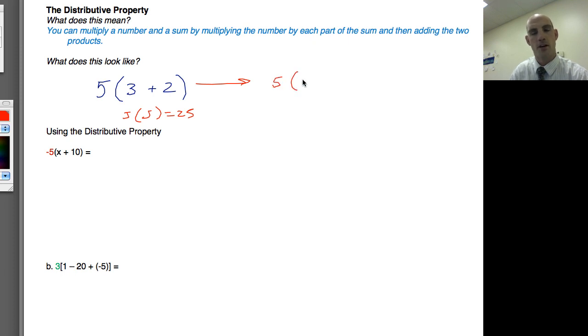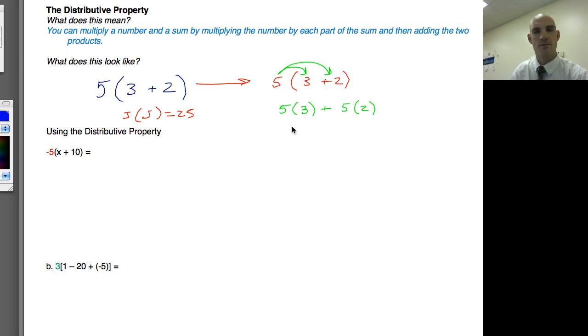If I take apart this sum, it's going to be denoted by an arrow this way. I'm going to put an arrow to each part of the sum. That's a key component. And then I'm going to write out what each product would be individually. For example, it would look like this: 5 times 3, that's the first arrow, plus 5 times 2. That's the second arrow. So 5 times 3 plus 5 times 2.